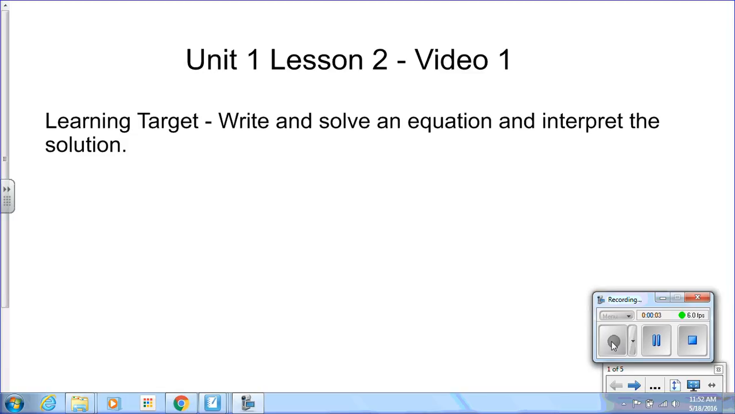Welcome to video 1 from Unit 1, Lesson 2. Our learning target is to write and solve an equation and interpret the solution. So to do this, we're going to look at a few word problems.